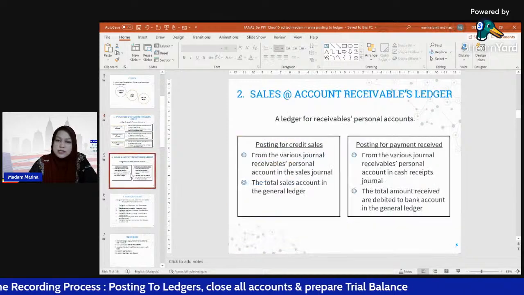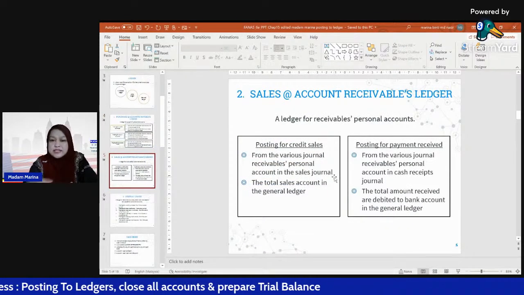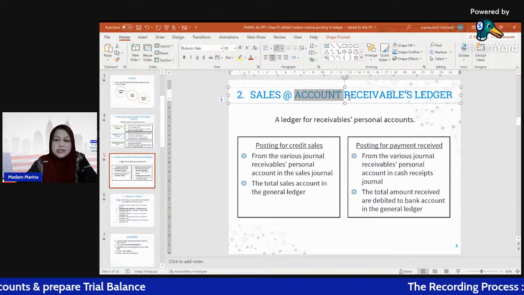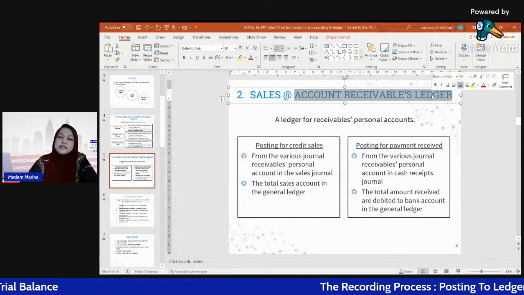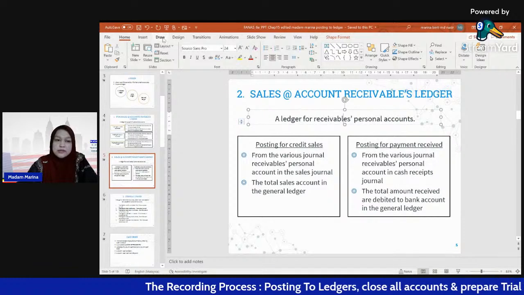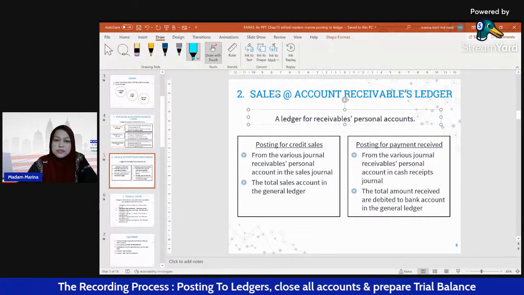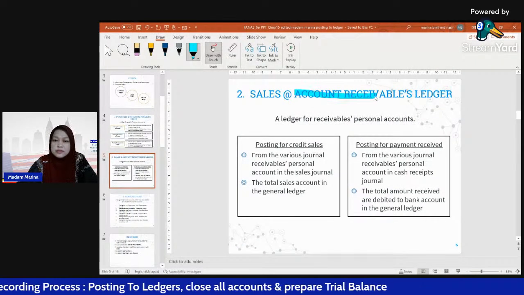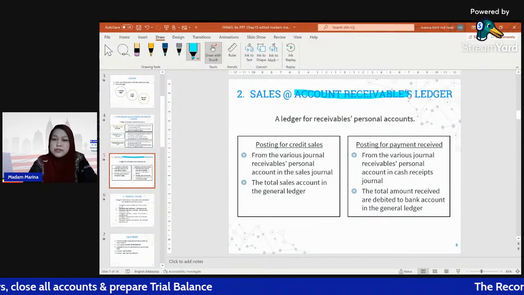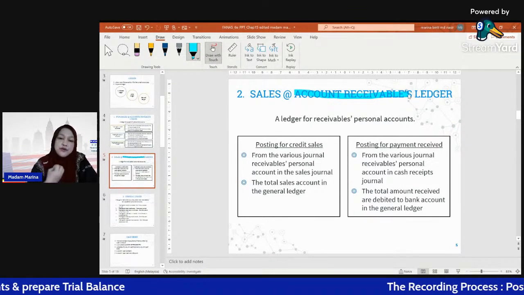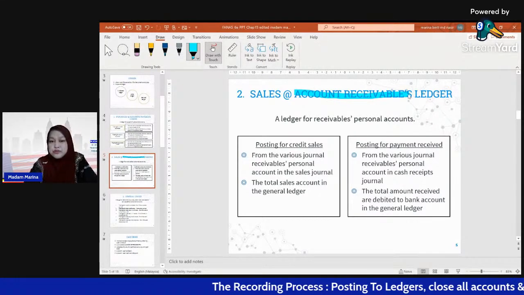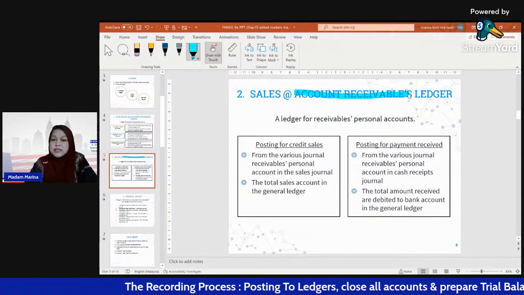Next, the sales ledger. What is a sales ledger? Same as the purchases ledger, the sales ledger is not a sales account. Under the sales ledger, we have accounts receivable. Who is accounts receivable? Accounts receivable are the people who purchase goods from the business on credit.